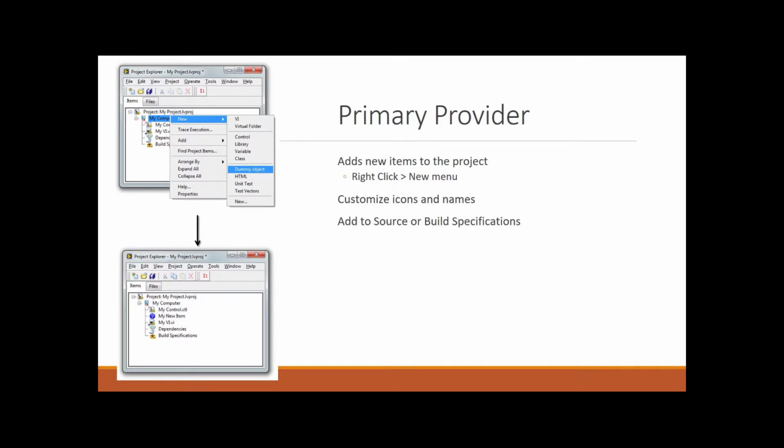So you can customize icons and names. You can add to the source or the build specifications. This is where primary providers are the coolest, and I think the most powerful. You can add new build specifications. Something that I've wanted for years is a VI package build specification, so I can build a package from within my project. You can do that with project providers.